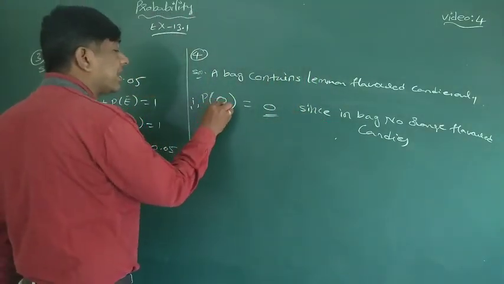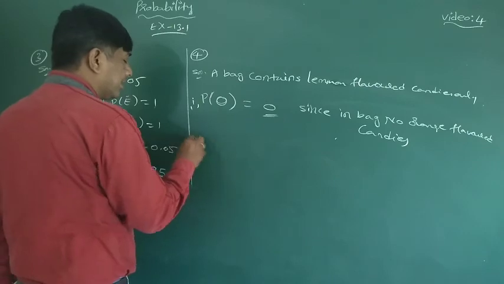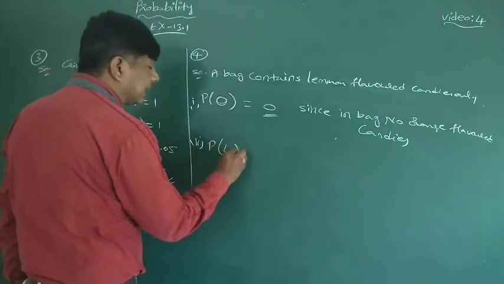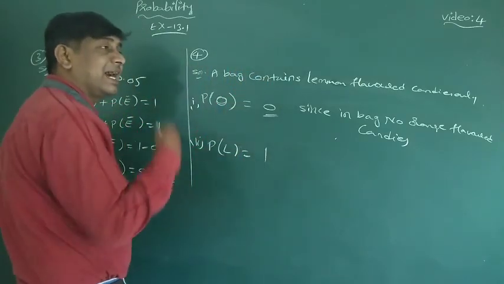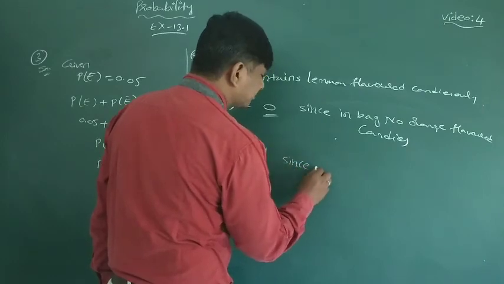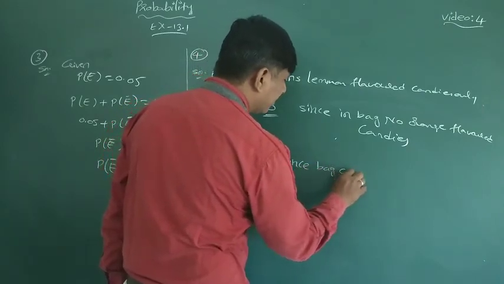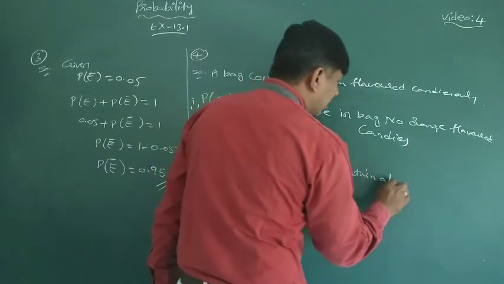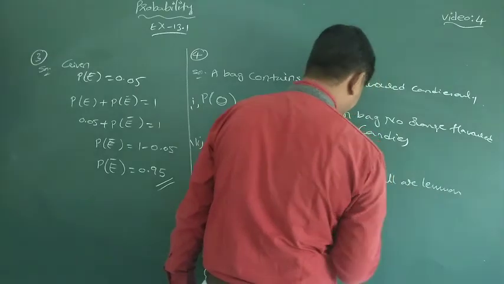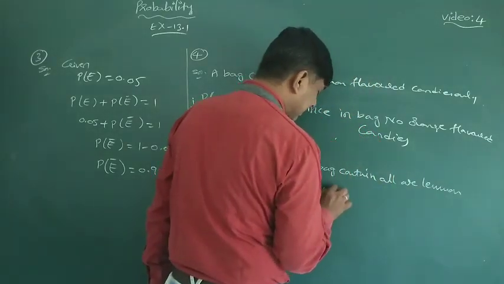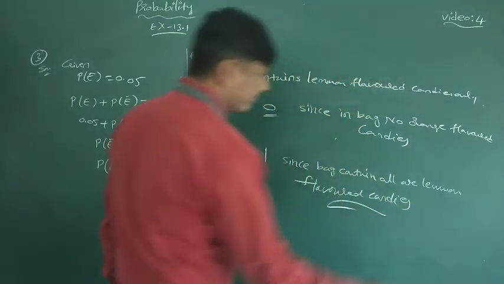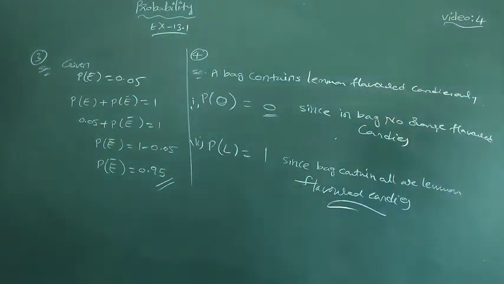P of O means orange flavored candies. Next, what is the probability of lemon flavored candies? P of L is equal to 1, a sure event, since the bag contains all lemon flavored candies only. Okay, write down.